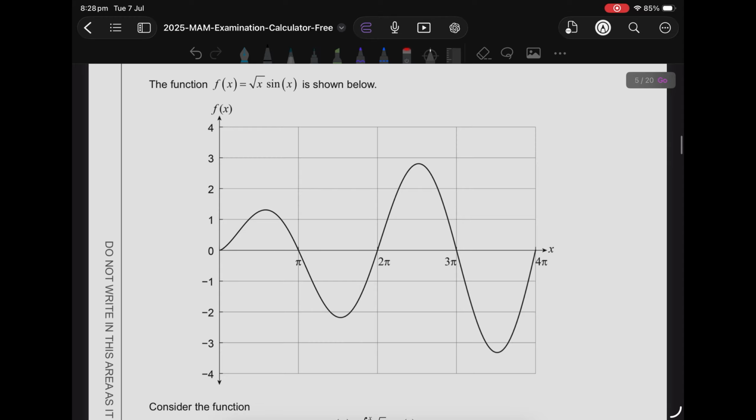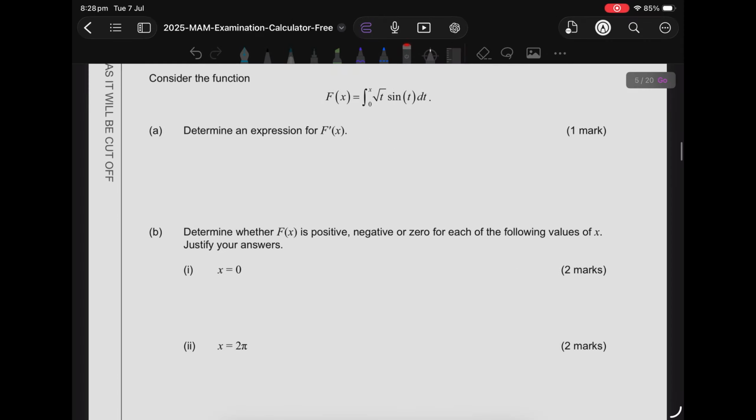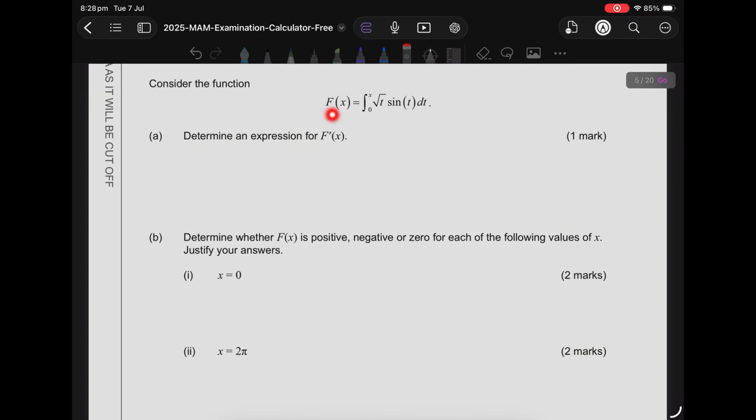For question 2, we're given a function here, square root of x sine of x, and we're also given this function graphed below. The question starts here, where we're given the function capital F of x is equal to the integral between 0 and x of square root t sine of t dt. And we're asked to determine an expression for the derivative.